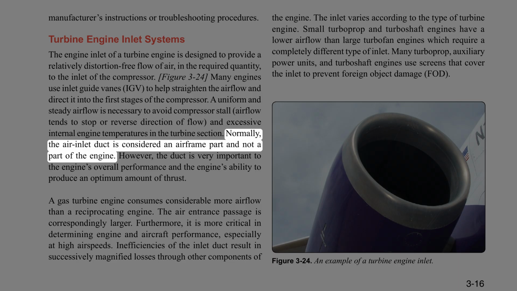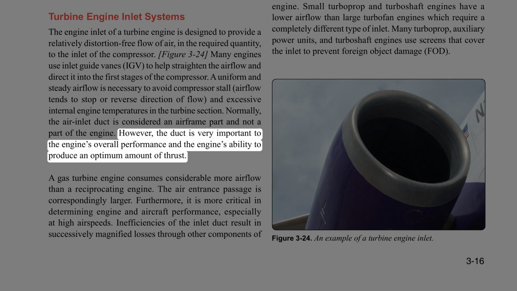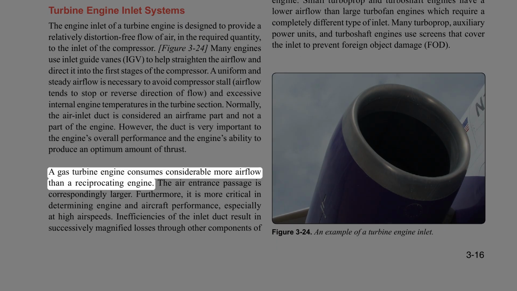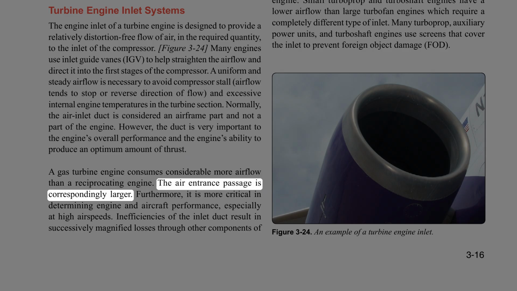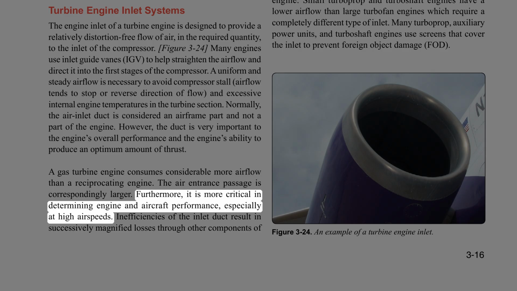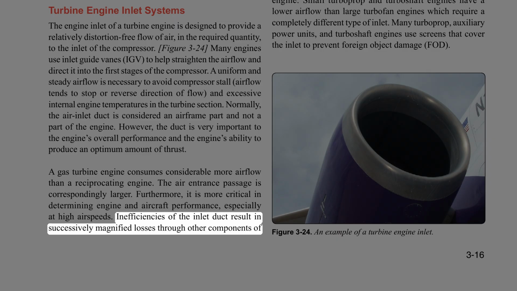Normally, the air inlet duct is considered an airframe part and not a part of the engine. However, the duct is very important to the engine's overall performance and the engine's ability to produce an optimum amount of thrust. A gas turbine engine consumes considerably more airflow than a reciprocating engine. The air entrance passage is correspondingly larger. Furthermore, it is more critical in determining engine and aircraft performance, especially at high airspeeds. Inefficiencies of the inlet duct result in successively magnified losses through other components of the engine.